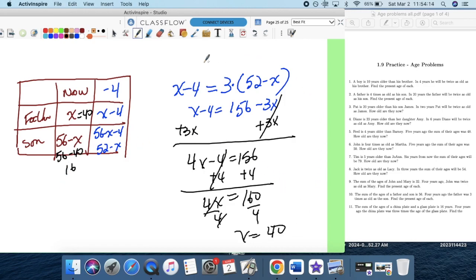Again, I'll go back here, check my equation. 40 minus 4. On this side, 3 times 52 minus 40. 40 minus 4 is 36, sorry. And then 52 minus 40 is 8. Something's wrong here.